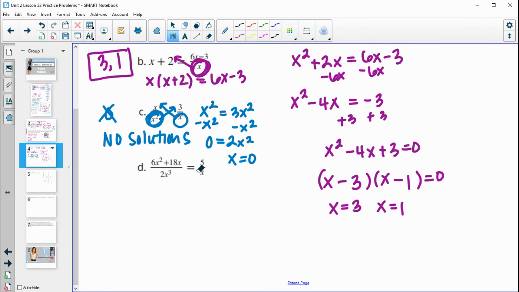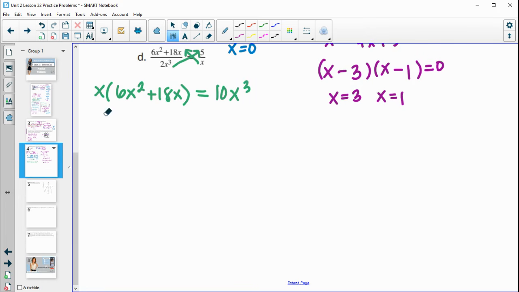Then part D, again, we'll multiply this up. So we'll have x times 6x squared plus 18x. And then we'll multiply the 2x cubed here, so we'll get 10x cubed.